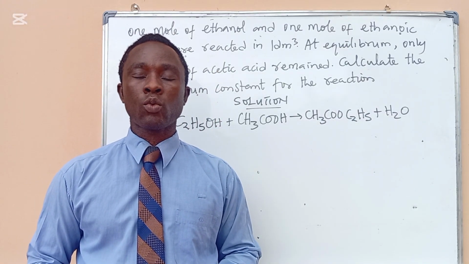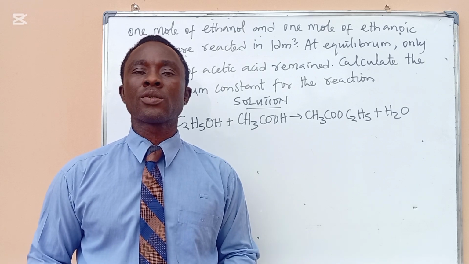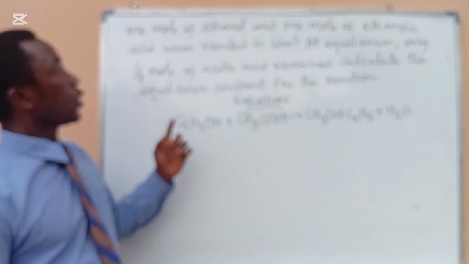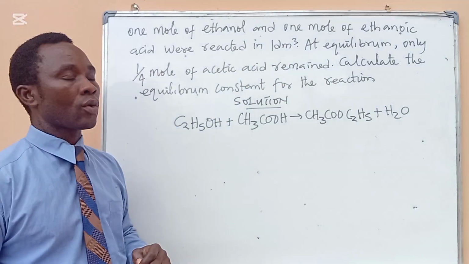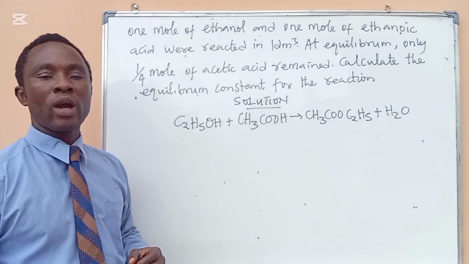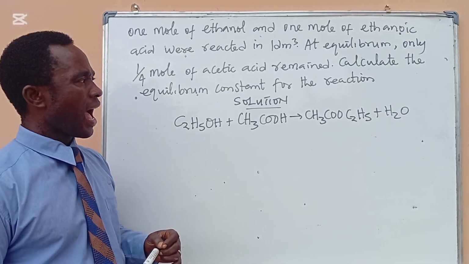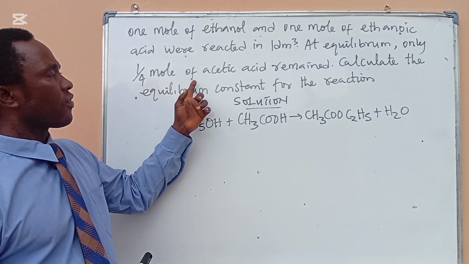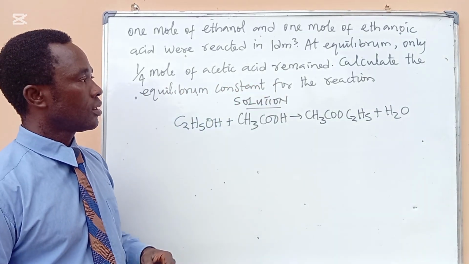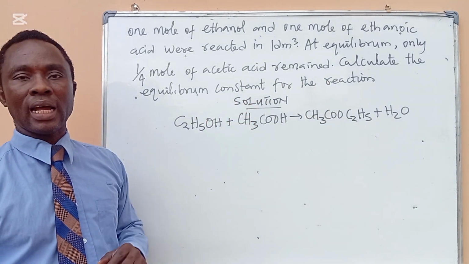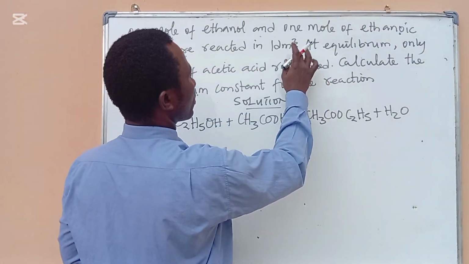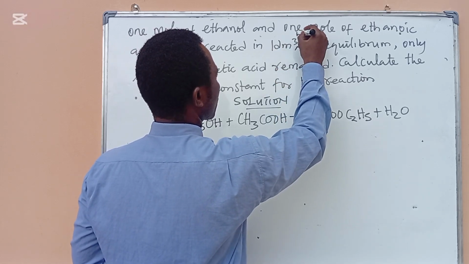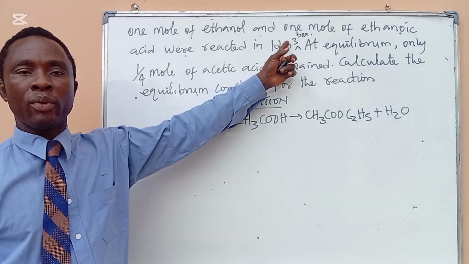We want to take the third question on calculations involving chemical equilibrium. We see a question on the board. 1 mole of ethanol and 1 mole of ethanoic acid were reacted in a 1 dm cube box. At equilibrium, only 1/4 mole of acetic acid remained. Calculate the equilibrium constant of the reaction. They were reacted in a 1 dm cube box.